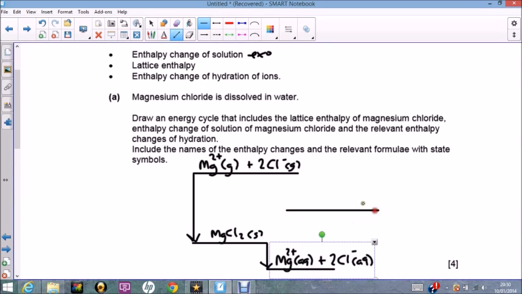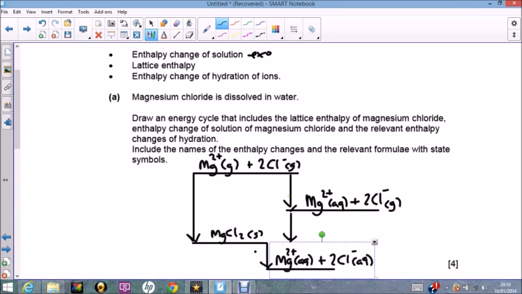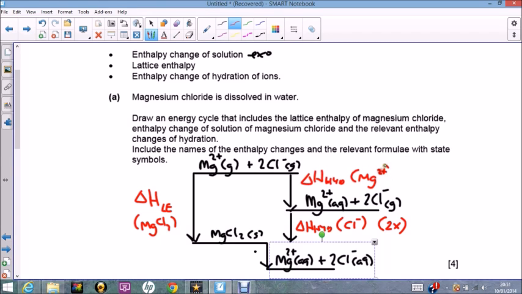And of course then in the middle here, we need to show one of the ions being hydrated. Okay, so there's our cycle. We've hydrated one ion and then we've hydrated the other ion. It says include the names of the enthalpy changes, so now we're going to need to do some labelling. So we should have lattice enthalpy of magnesium chloride. This one, hydration of chloride. I might just put on there that I'm going to times that by 2 so the examiner can see that I know what I'm talking about. And then up here we've got enthalpy of hydration, magnesium 2+, and down here enthalpy of solution of magnesium chloride.